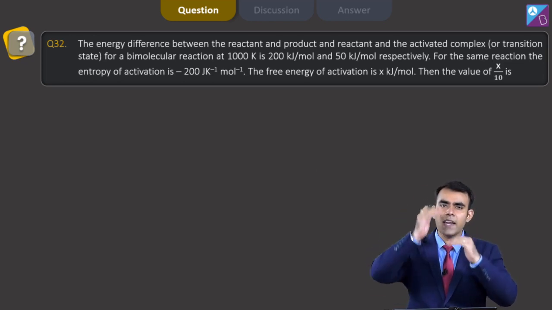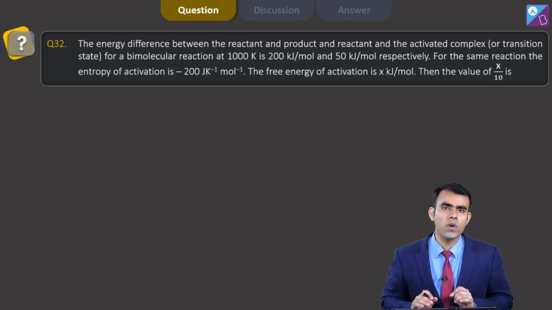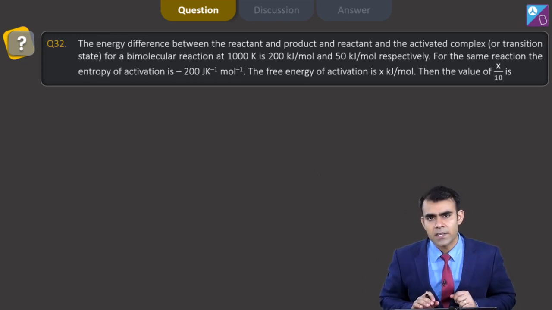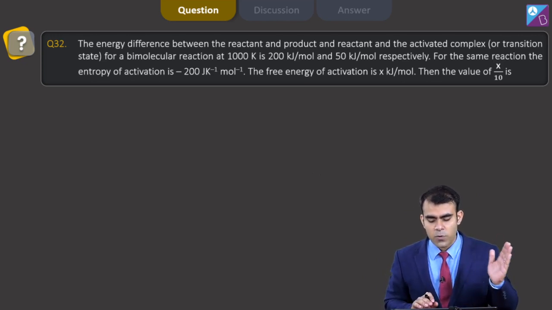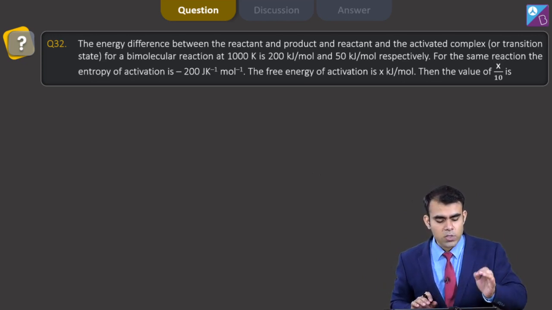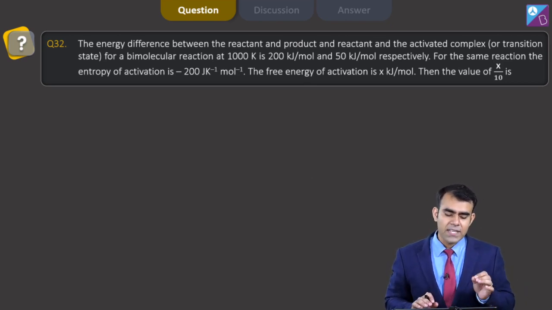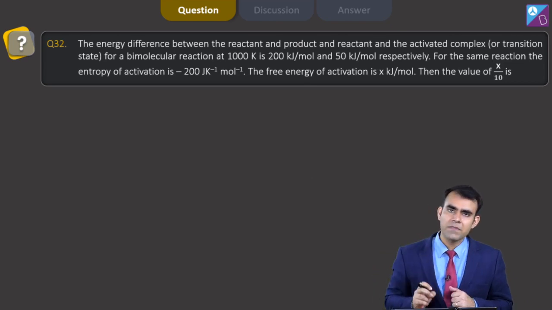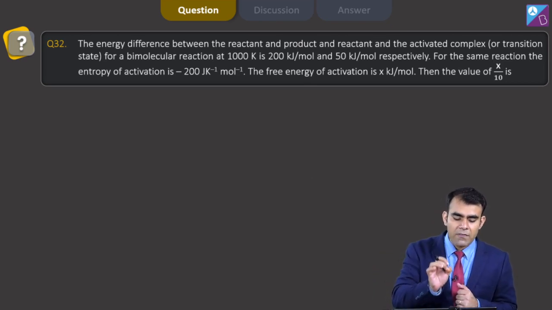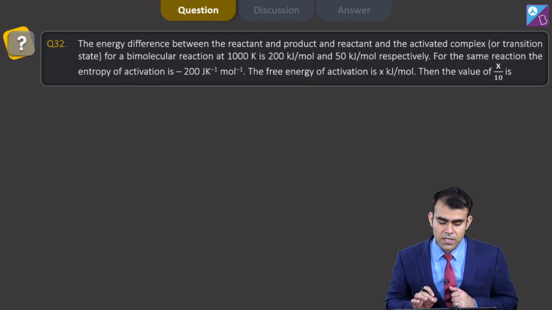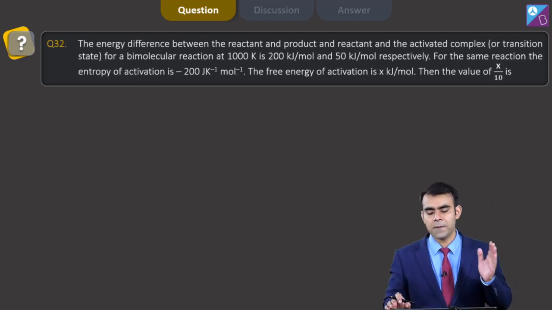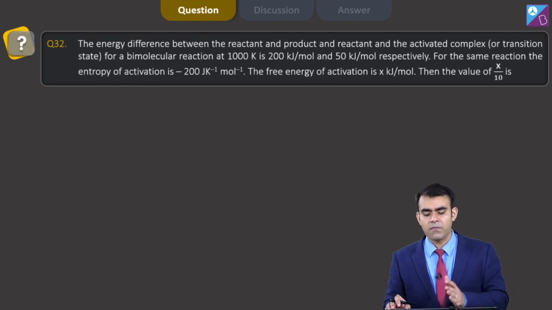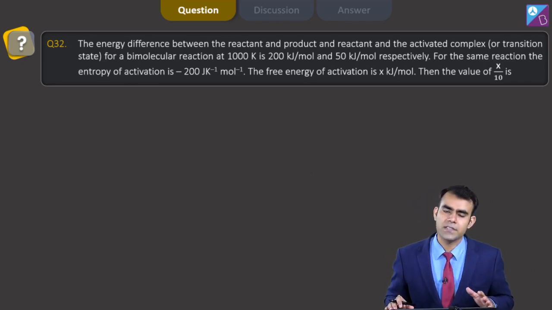And what is this energy called? This energy is known as activation energy. Now the second part that is given is for the same reaction the entropy of activation is minus 200 joule per Kelvin per mole. So we have enthalpy of activation and also we have entropy of activation, and the question is asking for the free energy of activation is x kilojoule per mole. The value of x by 10 is.